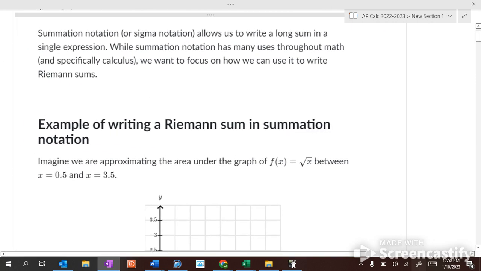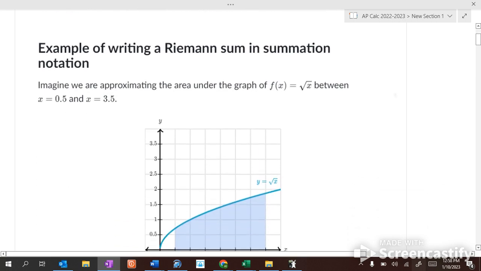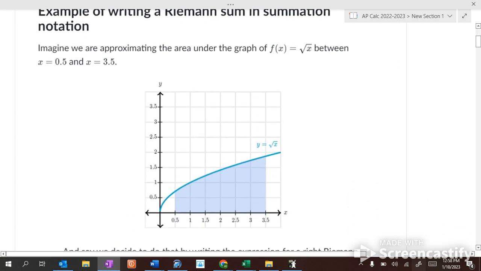All right, summation notation allows us to write a long sum into a single expression. While summation notation is used throughout math, we want to focus on how to write it with Riemann sums. Okay, so here's our example. We want to find the area under this curve from 0.5 to 3.5.